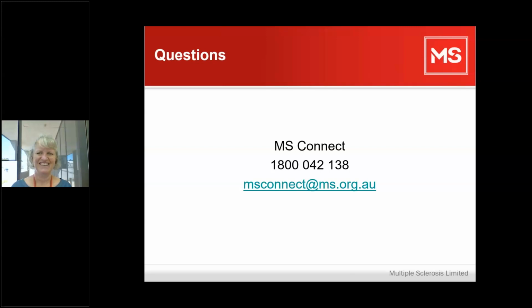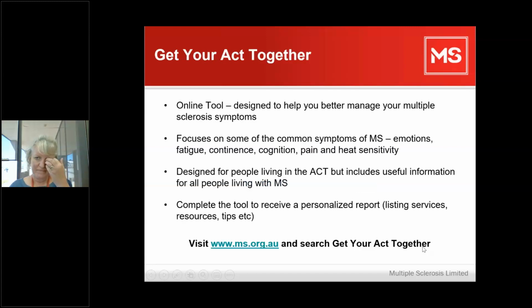Right. So it doesn't look like there are any further questions that have come through, but if we happen to have missed anything, please send us an email through to MS Connect, and we'll respond to you as soon as possible. Absolutely. And just as we finish off, you've got this in your handout, but there are some other tools on our website that you might want to explore. Get Your Act Together was actually developed for the ACT, but apart from the agencies that it lists that are all in the ACT, there are a whole lot of strategies and tips and tricks from people living with MS around managing different symptoms. So check that one out.